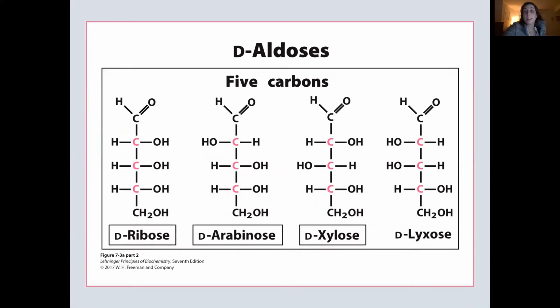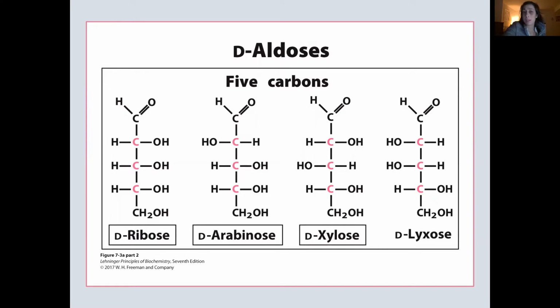So I'm going to highlight a couple more sugars. And again, these are in their Fischer projection structures. This is a linear chain structure showing different carbohydrates. Here are some carbohydrates that are all aldoses. Remember, that means they have an aldehyde top, and they are all 5 carbons long.